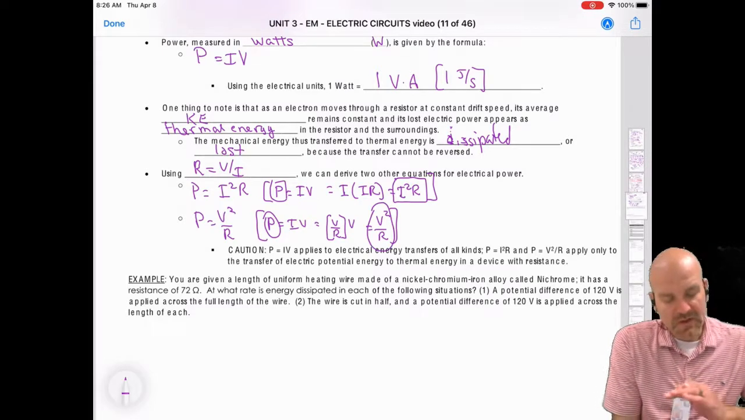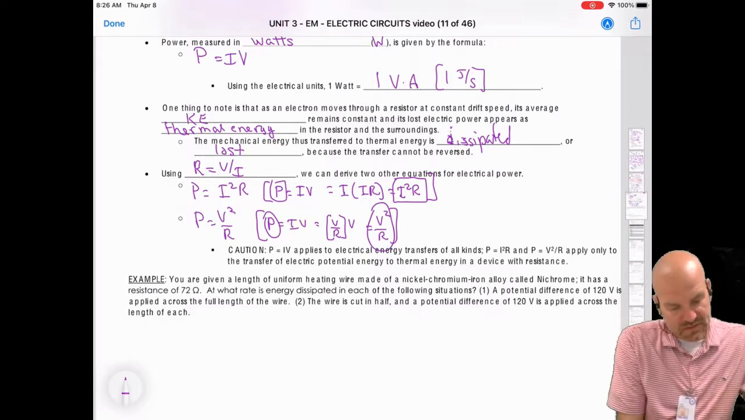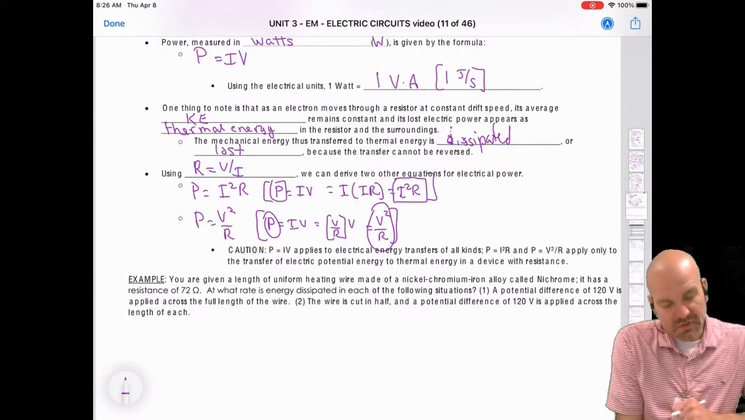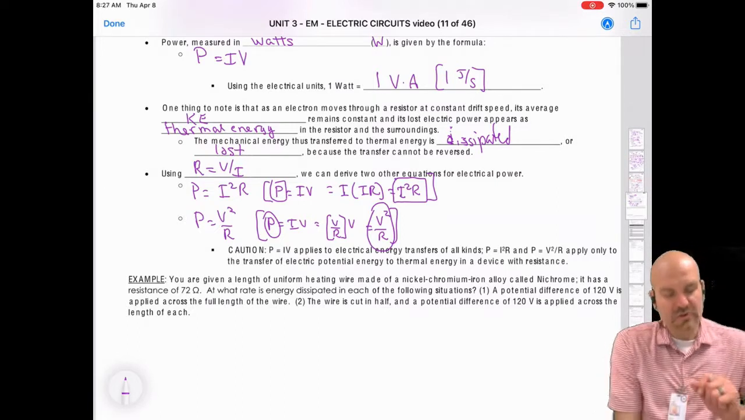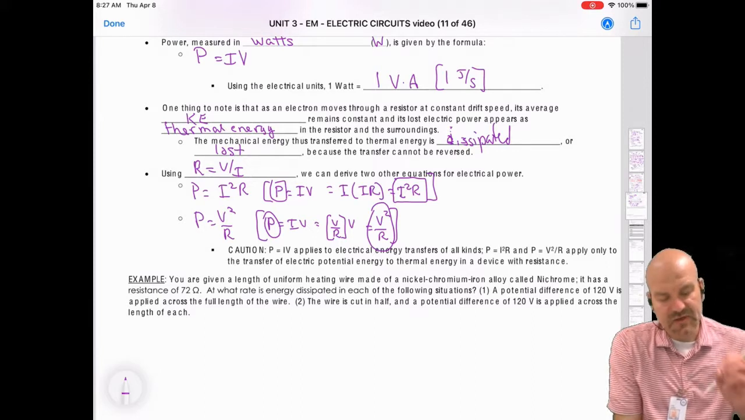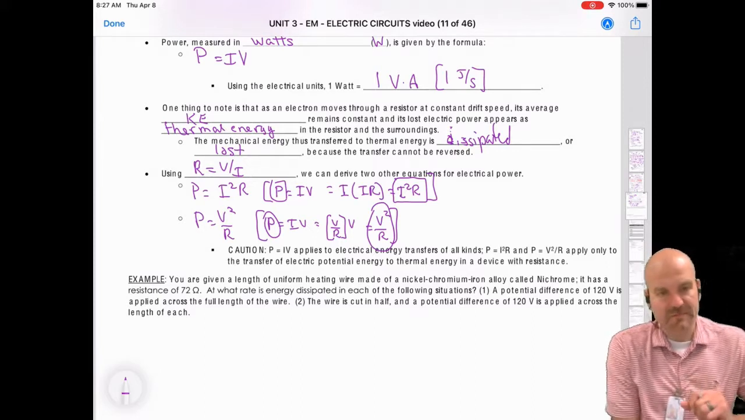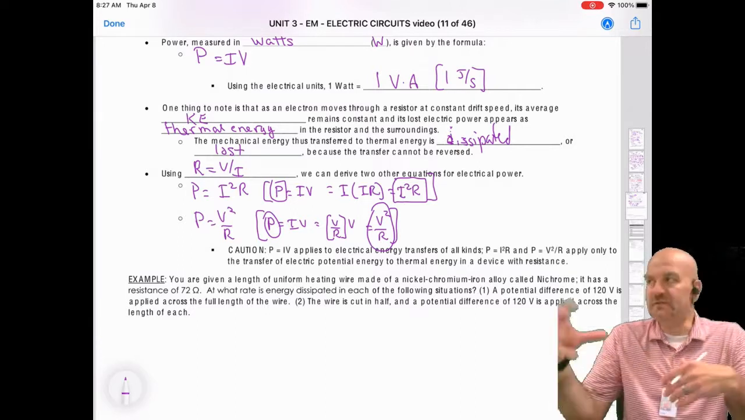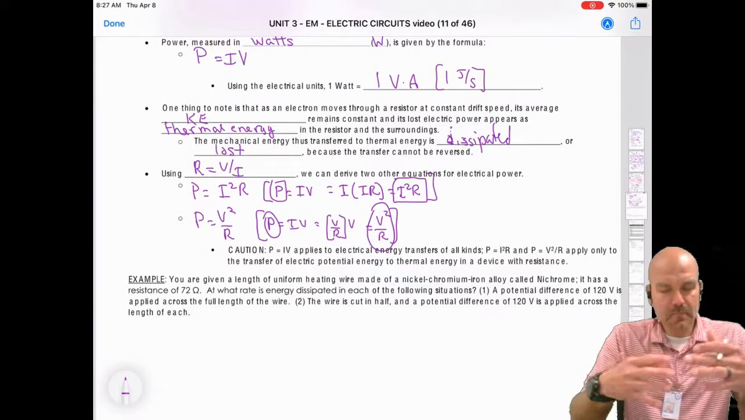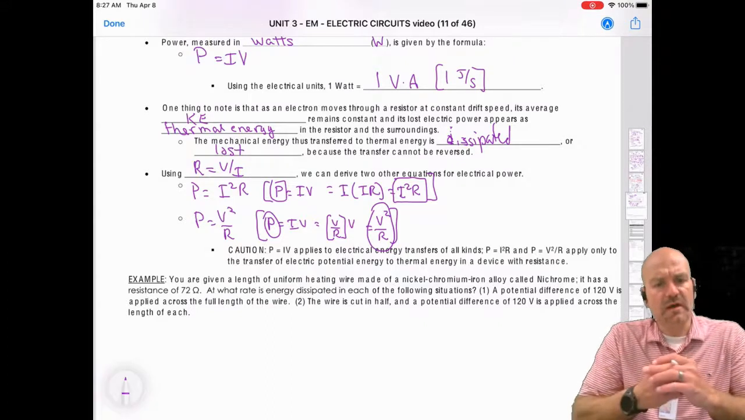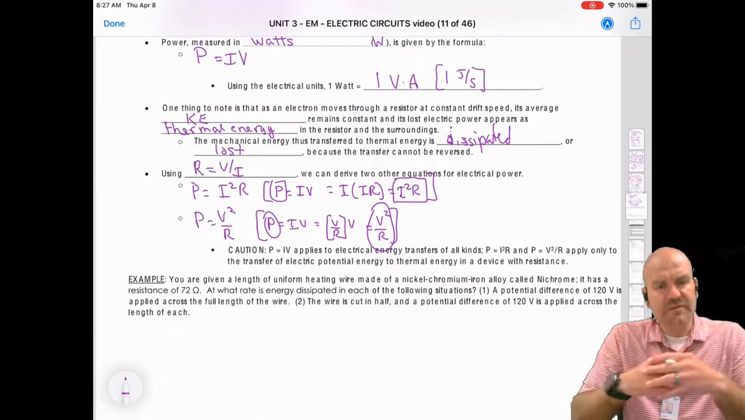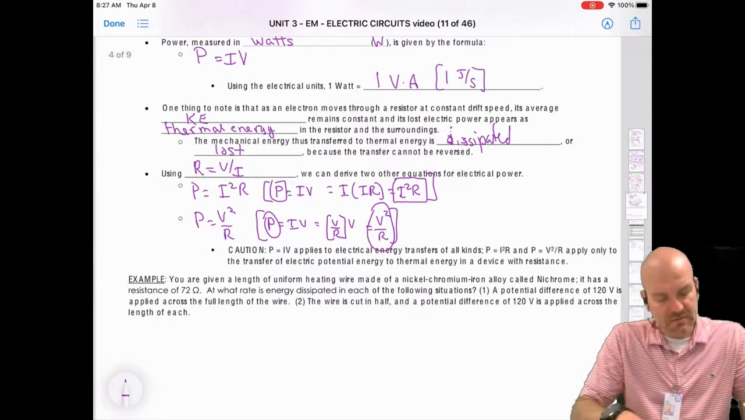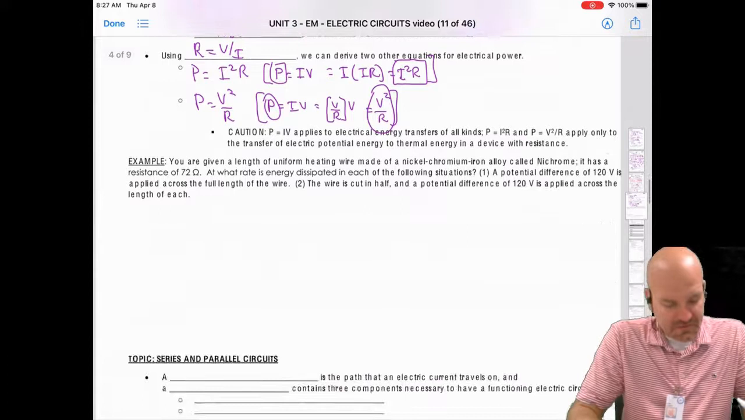One thing to note is that P equals IV, the original equation, applies to electrical energy transfers of all kinds. But I squared R and V squared over R apply only when you're changing from electric potential energy to thermal energy in a device. If you took AP Physics 1, or an on-level course, we just lump these three versions of the equation together and don't make that distinction. Now, let's look at an example.